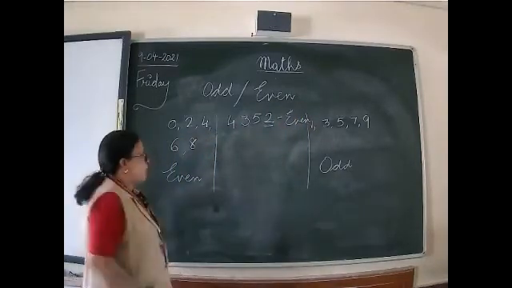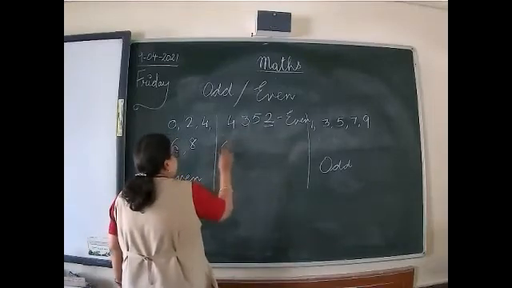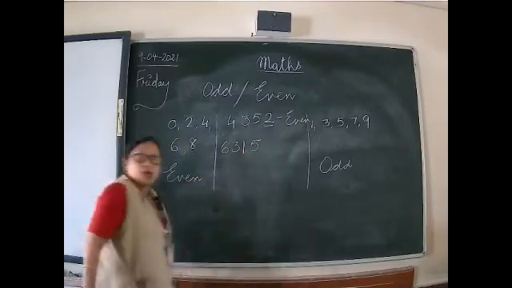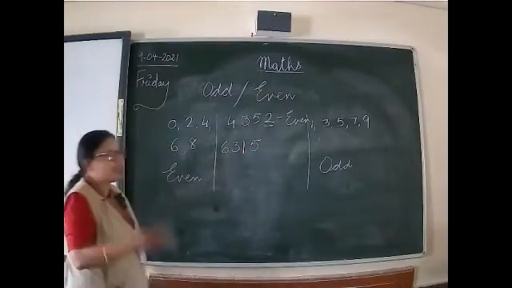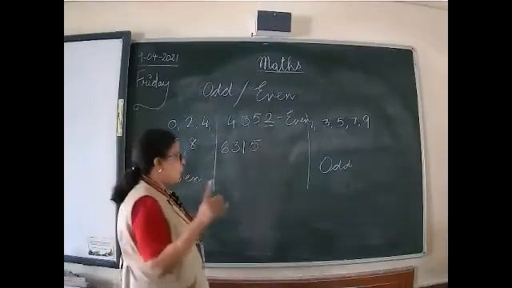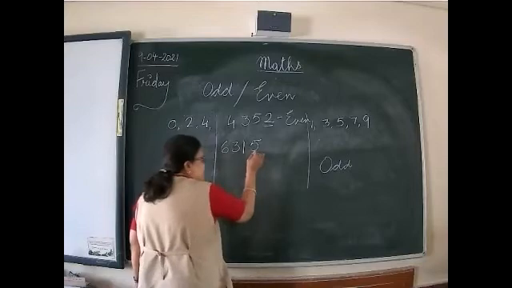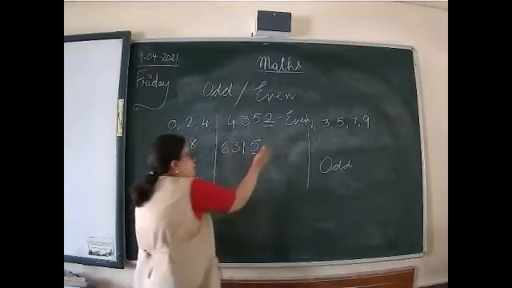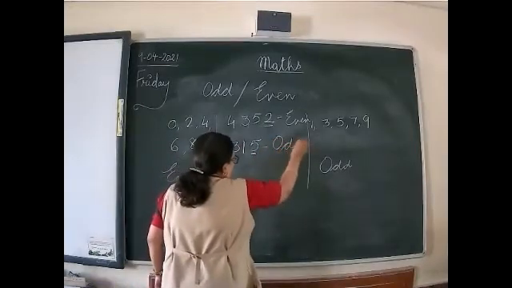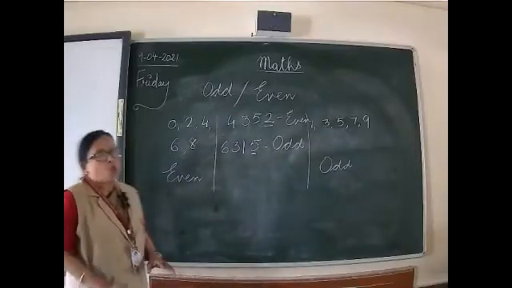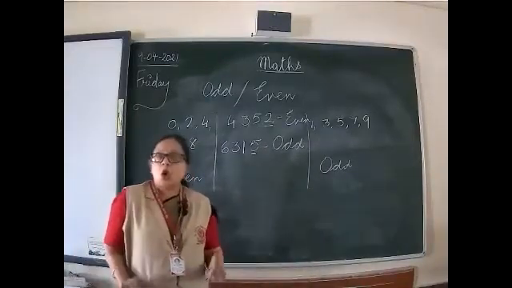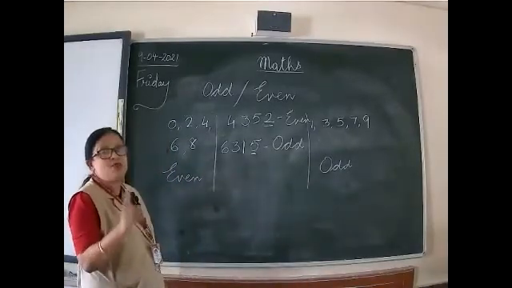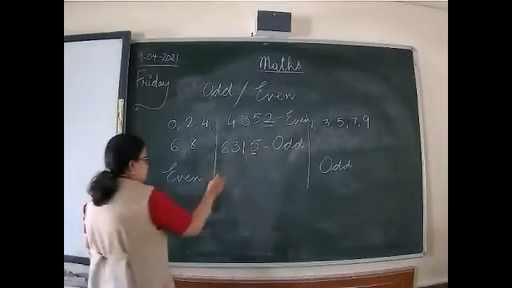Have you understood, children? Now again, I take one more number. This number, yes, many of you are saying also it is odd. Because at ones place it is 5 and 5 is in this group, so this whole number will become odd. Okay, children? So it is very easy to find out whether a number is odd or even. Now I am giving you 2 more numbers. You have to decide whether it is odd or even.